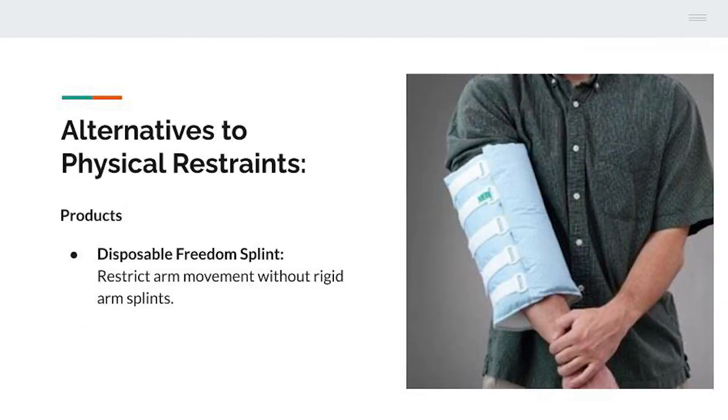So let's look at some products that can be used as alternatives to physical restraints. Number one would be a disposable Freedom Splint. And most of these honestly can just be found on Amazon. The disposable Freedom Splint restricts arm movement without rigid arm splints.